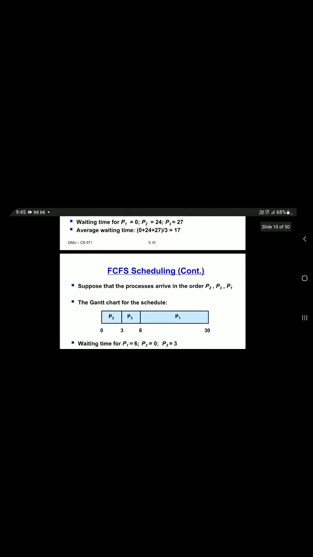Now let's calculate the waiting time. The waiting time for P1 is 0 seconds, because it was the first process that came into the queue, so it is executed first. Next, the waiting time for P2 is 24, because it arrived after P1. And then we have P3, whose waiting time is 27, because it arrived after P1 and P2. Then for the average waiting time, we add up the waiting times of processes P1, P2 and P3, and divide by 3. So we get the average waiting time, which is 17. So this was the first come first serve scheduling algorithm.